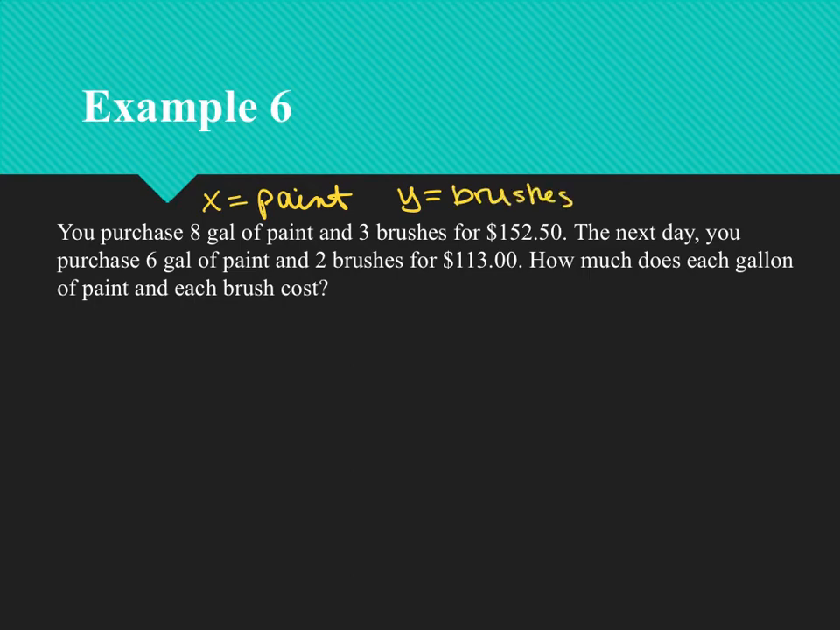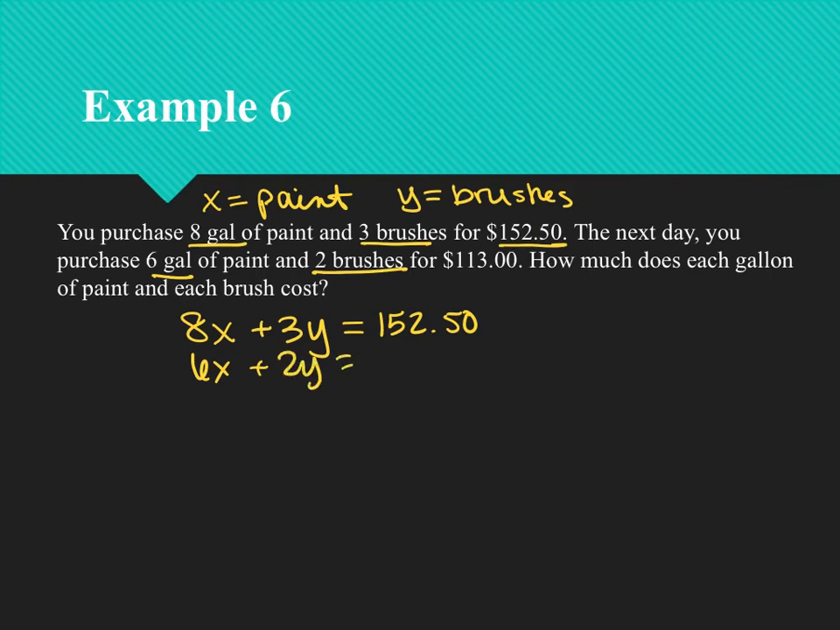So now if I look at my first day, it says I purchased 8 gallons of paint, so that's going to be 8x, and 3 brushes, so 3y, and that's going to give me a total of 152.50. Then the next day you purchase 6 gallons of paint, which is going to be 6x, and 2 brushes, and that's going to give us a total of 113. So now what we've got is two equations, two unknowns, and I'm going to solve using elimination.